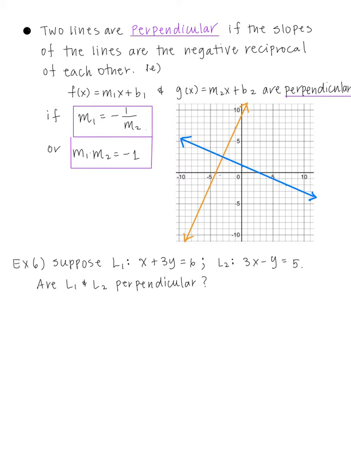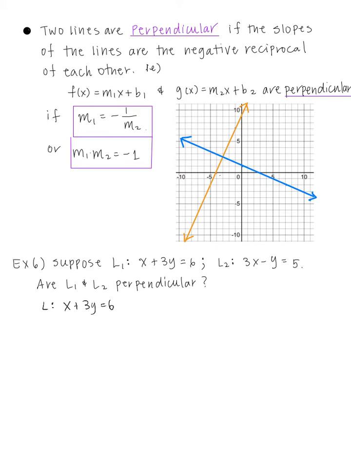So let's take a look at example 6. Suppose L1, the first line, is x plus 3y equals 6, and the second line is 3x minus y equals 5. Are the two lines perpendicular? Again, the key to doing this problem is to find their slopes. Let's first take L1, given by x plus 3y equals 6. So just solve for y.